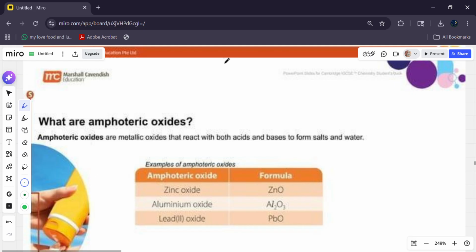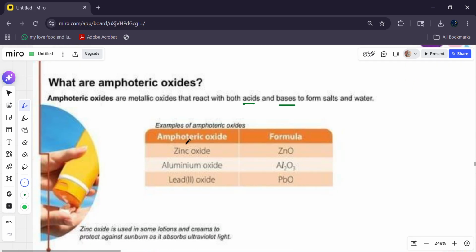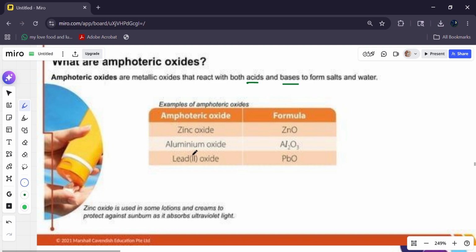Amphoteric oxides are metallic oxides that react with both acids and bases to form salt and water. That means they can react with both acids and bases. Acids can only react with bases, and bases can only react with acids, but amphoteric oxides can react with both of them. Examples of amphoteric oxides are zinc oxide, aluminium oxide, and lead(II) oxide. Now, zinc oxide is used in some lotions and creams against sunburn as it absorbs ultraviolet light.